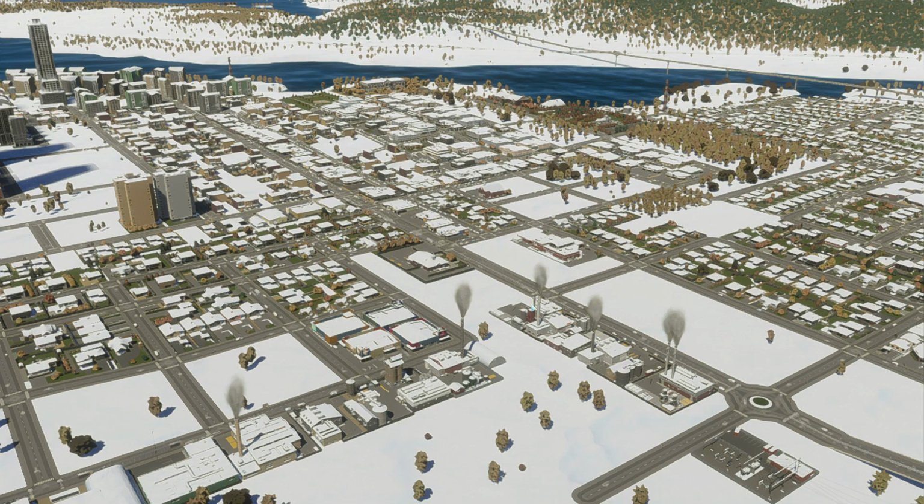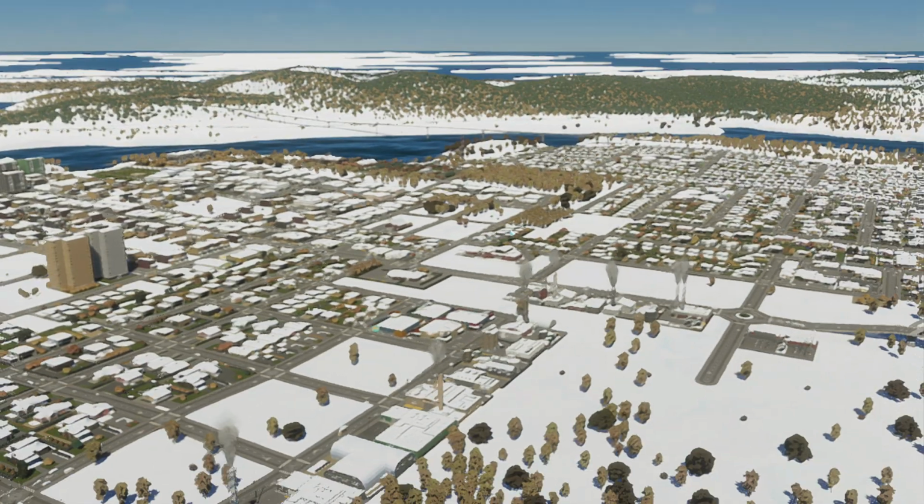Hello, here's how to create an industry area in your city in Cities Skylines 2. There are a few things to consider and let me explain them all to you.